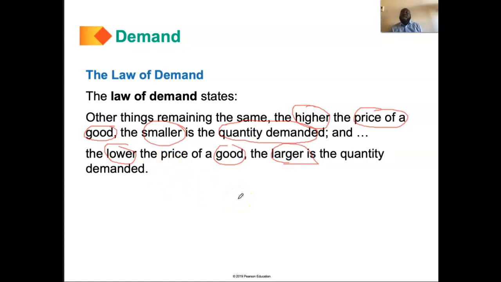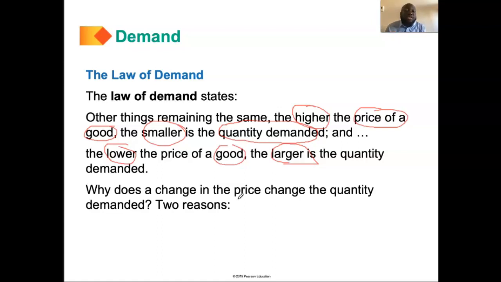Okay, the lower the price of a good, the larger the quantity demanded of a good. So long as a good is cheap and it gets cheaper, you actually decide to buy more of that good, okay? So why is it that the law of demand is that way? Why is there a negative relationship between price and quantity demanded? Well, there are 2 reasons, okay? And you need to know these reasons. They're really, really important, okay?